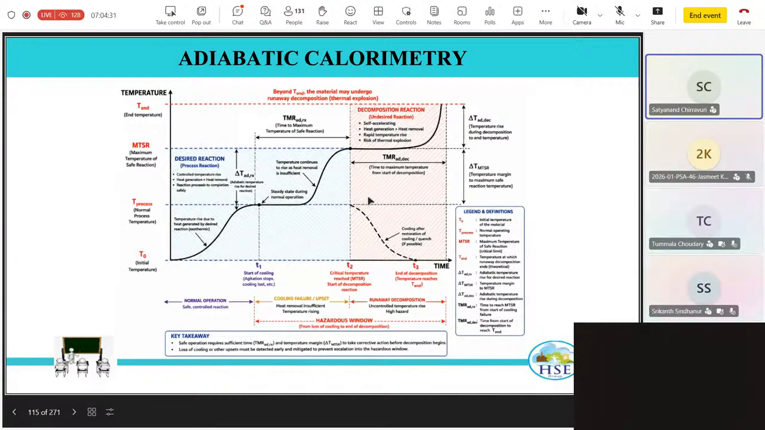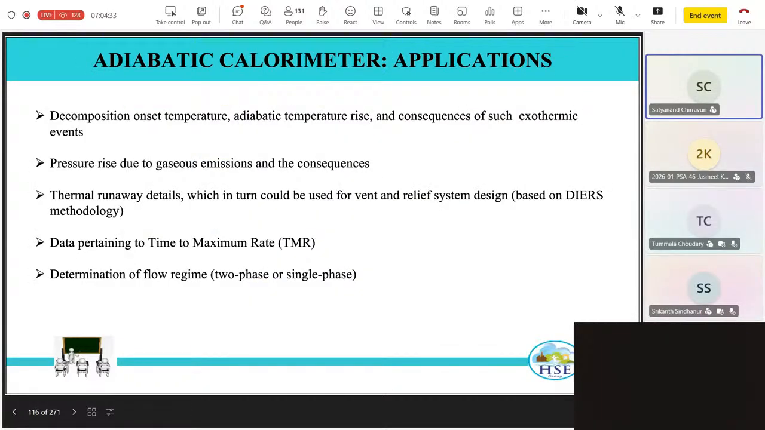I explained this to you in the past graph. What you can actually do is get information related to time to maximum rate. Once you have the decomposition temperature ranges and the time to maximum rate, this information can be used further to design your system.